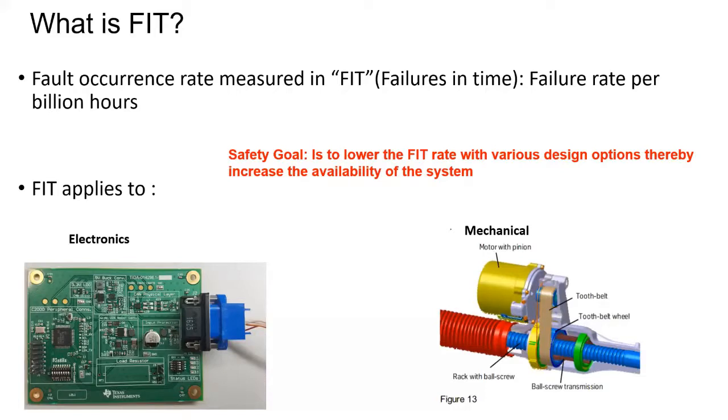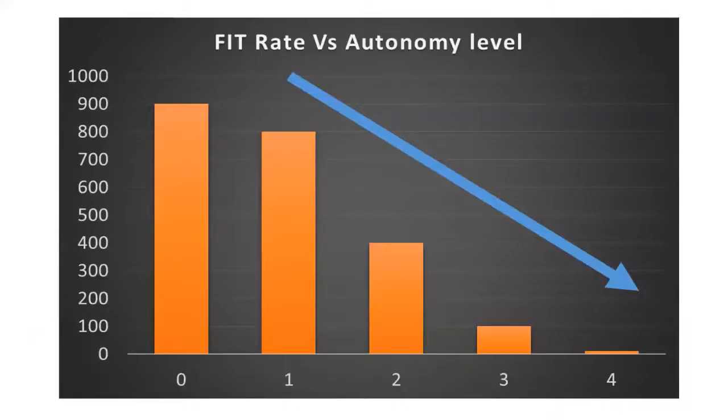This example for a mechanical system is showing an EPS system. I'll go through an EPS system quickly. As the autonomy level increases, the idea is basically to reduce this FIT rate. FIT rates are in the numbers of 900. On the x-axis here is the autonomy level, and the y-axis is the FIT rate numbers. So as we increase the autonomy level, the FIT rate number needs to come down. That's the idea behind the safety design.